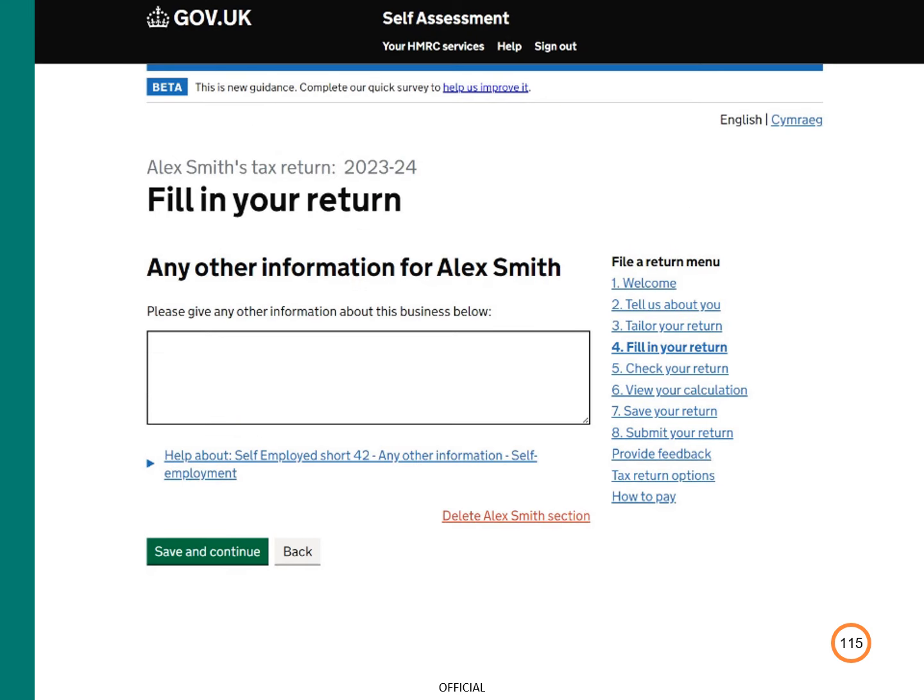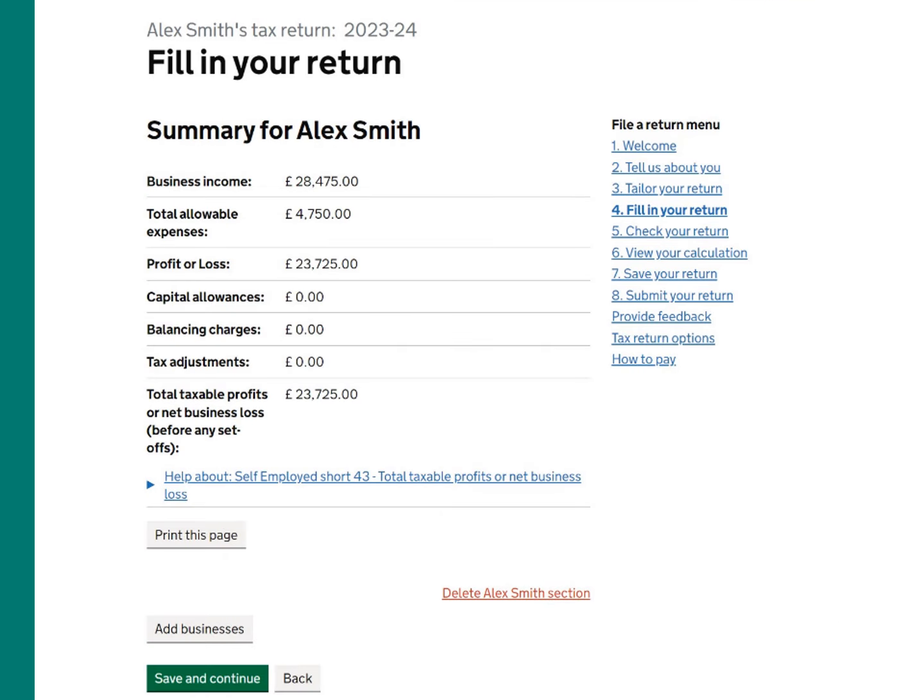Next, use this space to give any other information you feel is needed to support your entries in the self-employment section. Don't use the Enter or Return key. This will cause an error message when you save and continue. Finally, we give you a summary of your entries in the self-employment section. Check the figures and go back and amend anything that's incorrect. You can print a copy of this page for your records.